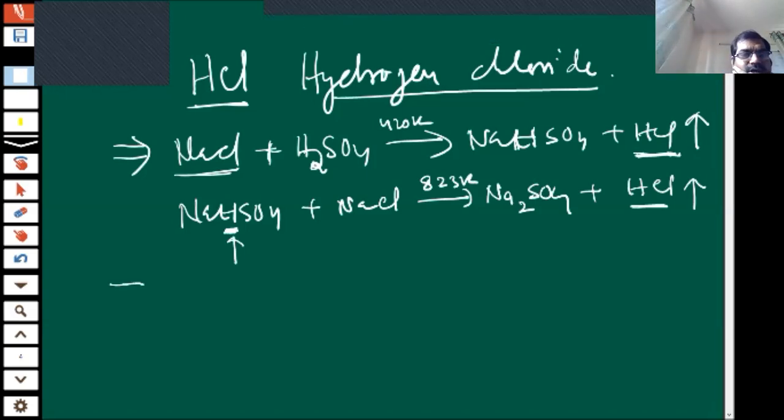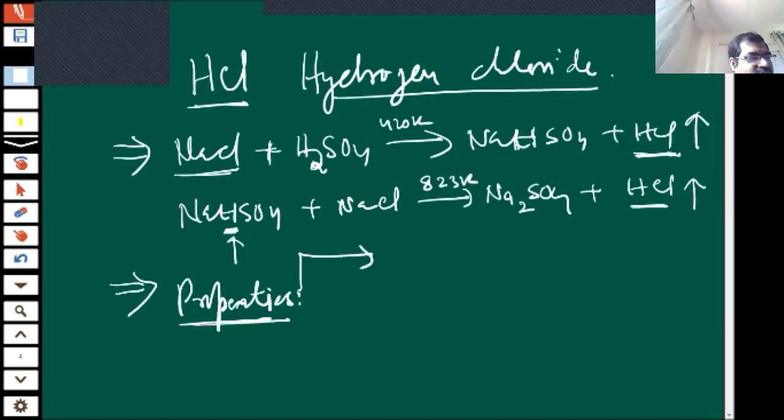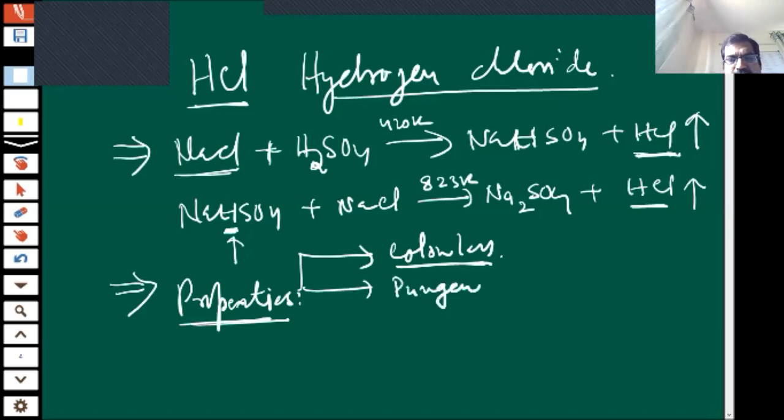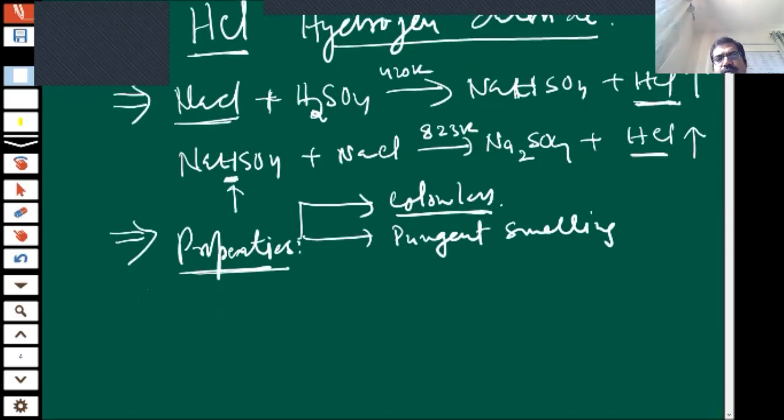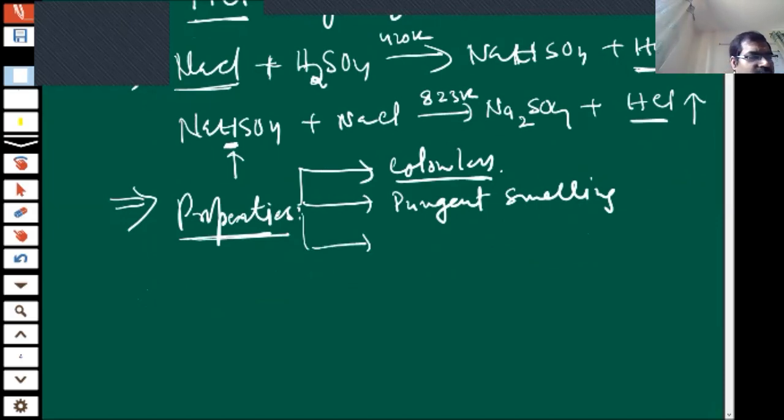Next is properties. For properties, we can say that first of all, it is colorless. Then it has a pungent smell. Next, it is easily liquefiable. It liquefies easily.